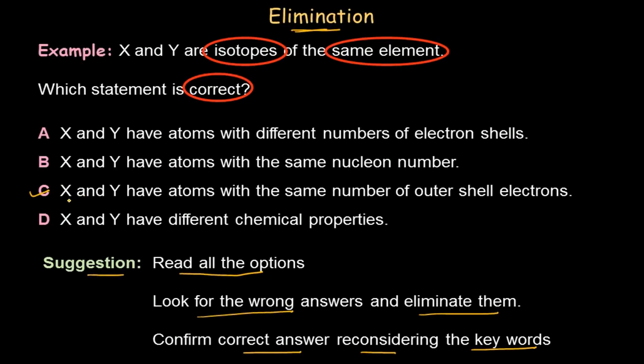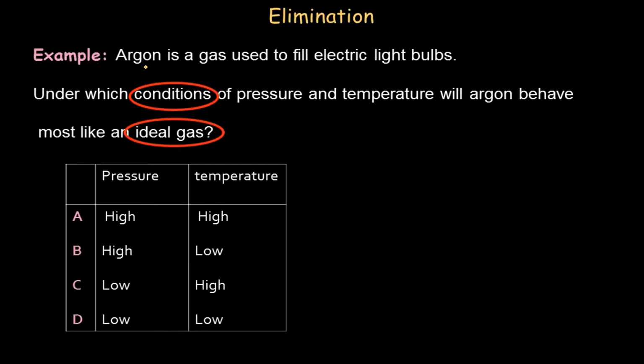That is, when you have found that X and Y have atoms with the same number of outer shell electrons, then reconsider the keywords and confirm that the option you are thinking of is really correct or not. So this is how we always try to use the elimination method in MCQs to look for the correct answer. Now let's consider another example for the elimination method.